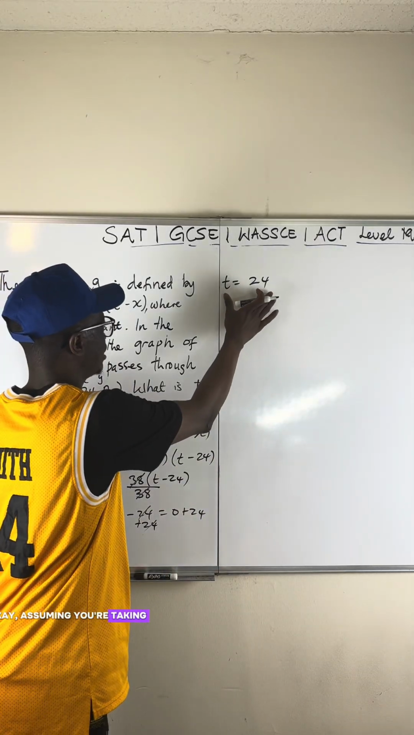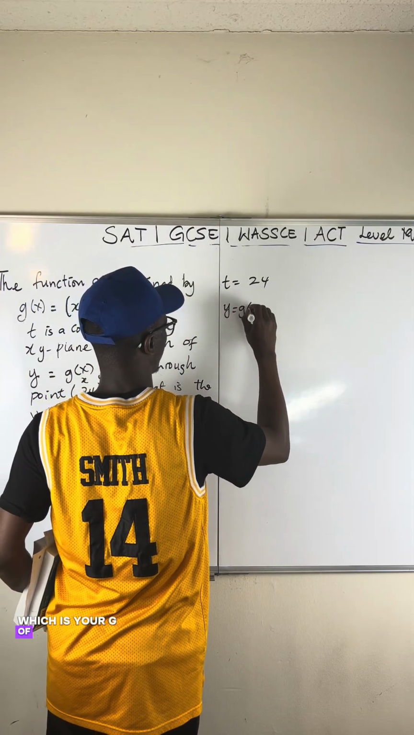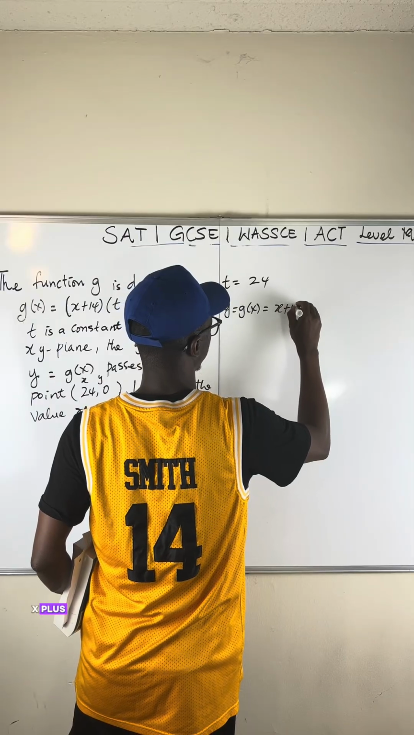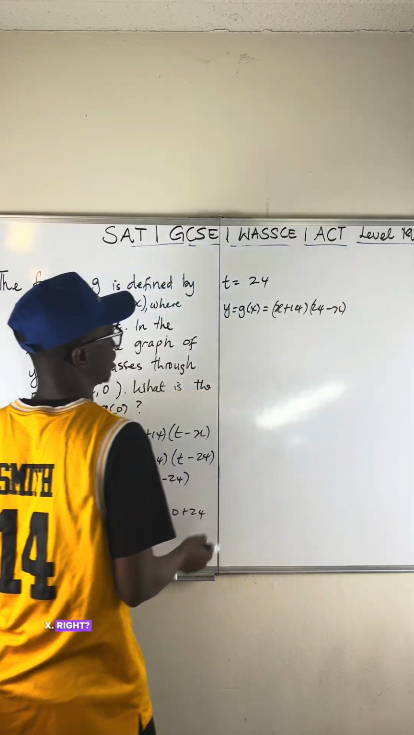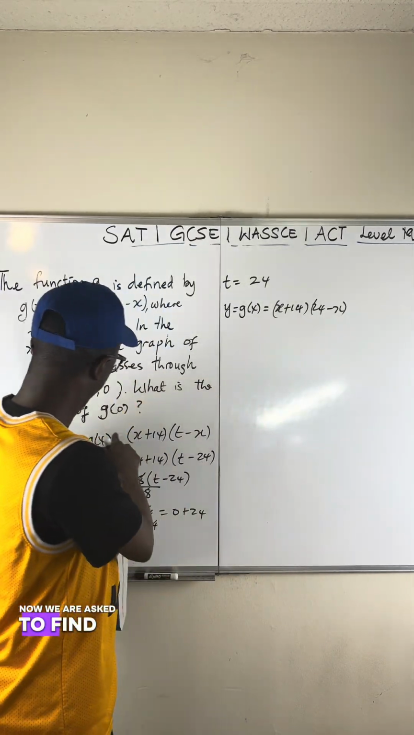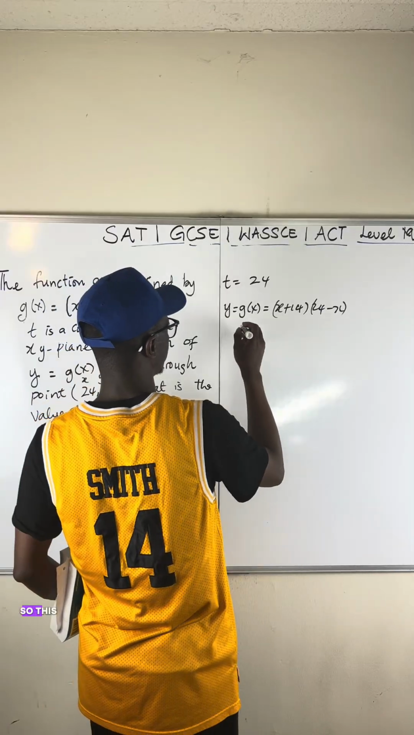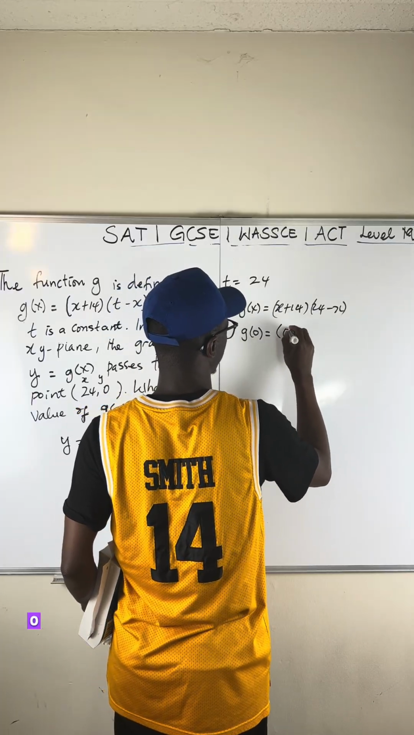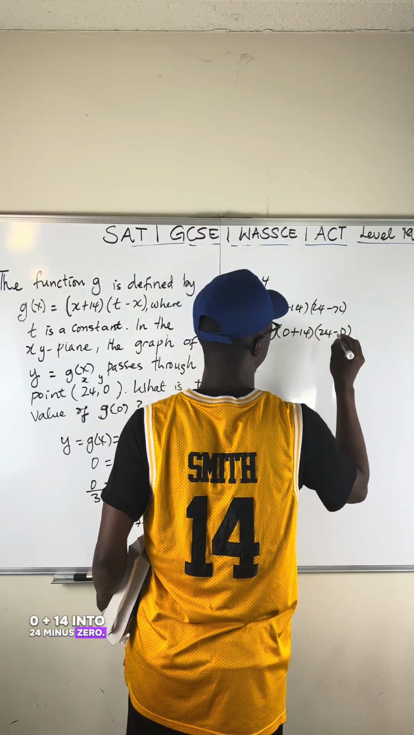Okay, assuming you are taking this t again, put it in here. So your y, which is your g of x, now becomes x plus 14 into t, now 24, minus x, right? Hopefully you guys can see this point. Now we are asked to find g of 0. So wherever we see x now, we put 0. Okay, so this becomes g of 0 equals 0 plus 14 into 24 minus 0.